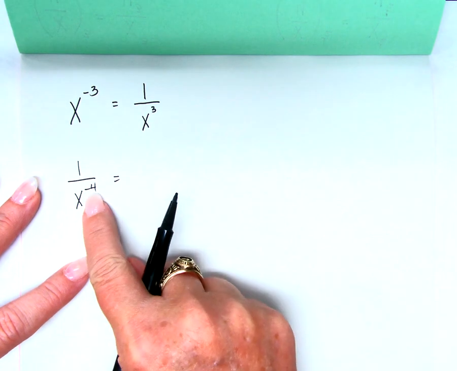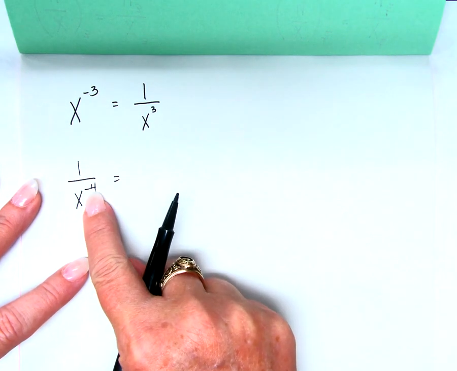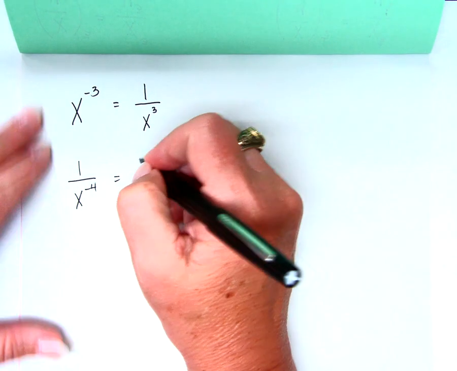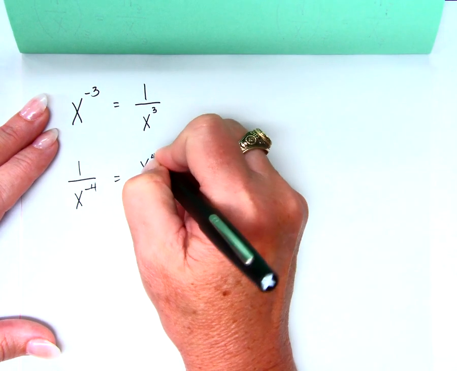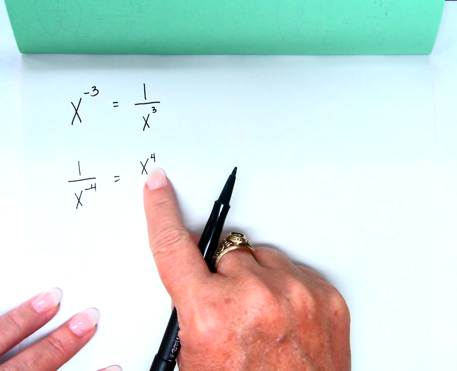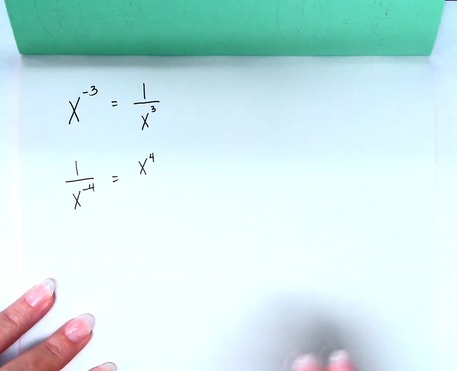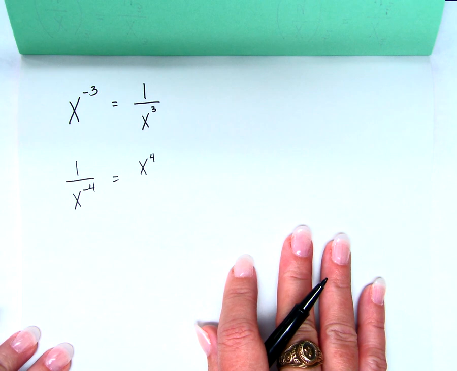1 over x to the negative 4th. Look at this exponent. It's so sad. Where does it want to be? Yeah, because it's in the denominator right now, and it wants to be in the numerator. So when I move it to the numerator, so happy. But it's the exponents that we care are happy or sad, right?